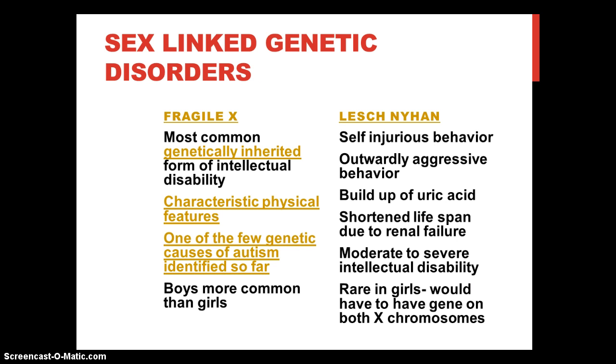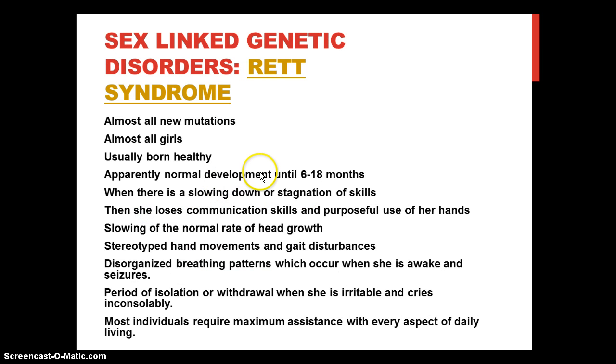Then we have sex-linked genetic disorders. The most common genetically inherited disorder is Fragile X. It's carried, what happens is that the person's X chromosome is weak. It has a shortened arm, and it's one of the few genetic causes of autism, more common in boys than girls. Then we have sex-linked genetic disorders, Rett syndrome.